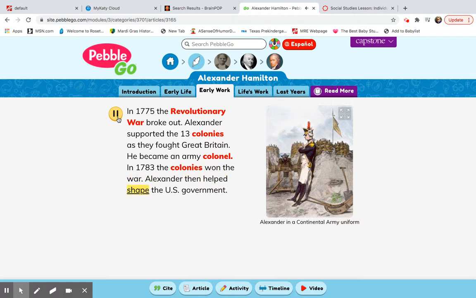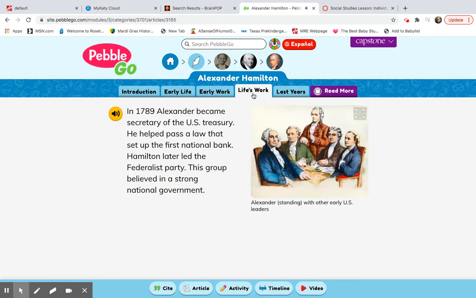Alexander then helped shape the U.S. government. In 1789, Alexander became Secretary of the U.S. Treasury. He helped pass a law that set up the first national bank. Hamilton later led the Federalist Party. This group believed in a strong national government.